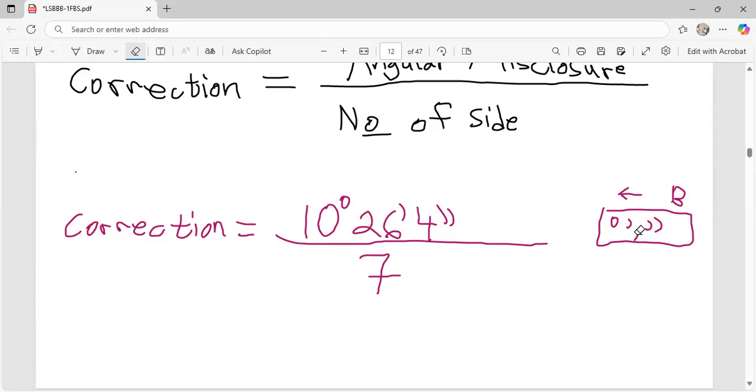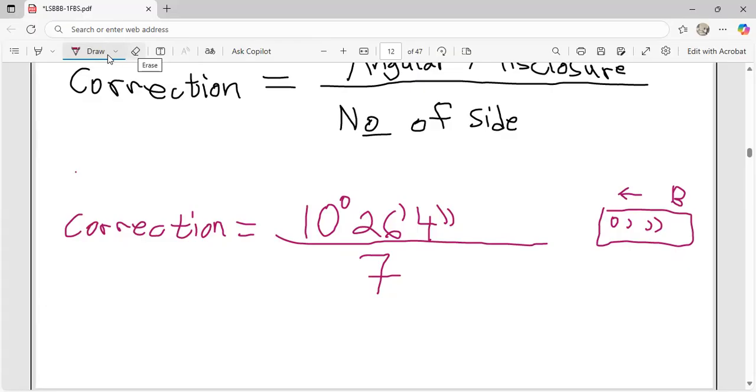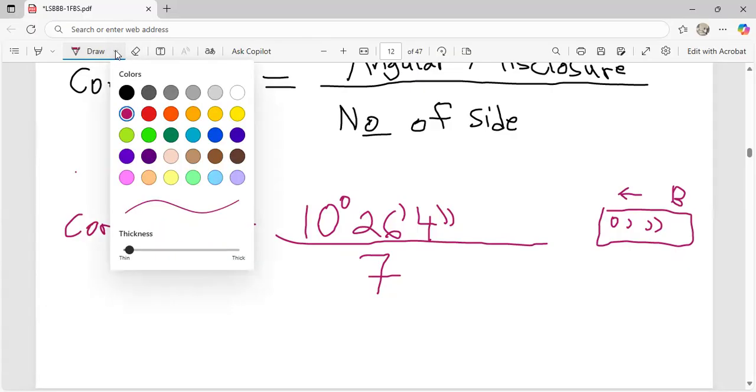Once you get that answer, you're supposed to press shift and press this same key again. If you press shift and press this same key again, life is going to be much easier, and you're going to get 1 degree, 29 minutes, 26.29 seconds. That is going to be your final answer.